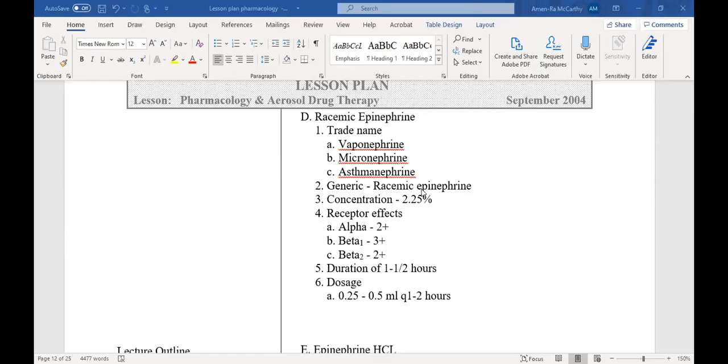Racemic epinephrine. Now, it's got 3 trade names, but they're easy to remember. Vaponephrine, micronephrine, and asthmanephrine. If you hear any of those, you know those are racemic epinephrine. Okay. Generic name is racemic epinephrine. Trade names, vaponephrine, micronephrine, and asthmanephrine.